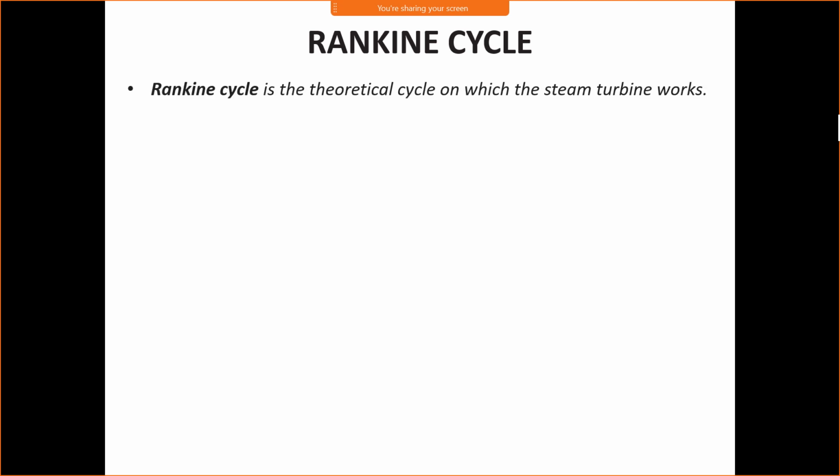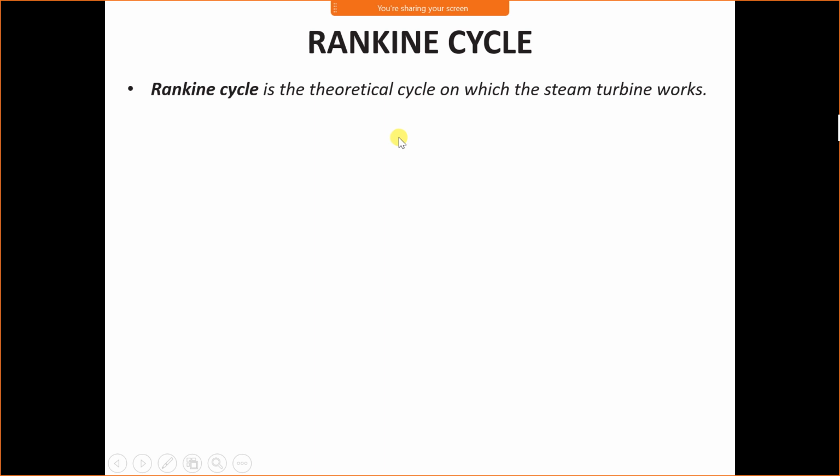Rankine cycle is a basic cycle which is used for the thermal power plant, the steam powered power plant. Rankine cycle is a theoretical cycle on which the steam turbine works. Why is it called a theoretical cycle? Because a theoretical cycle cannot give us actual parameters or the actual efficiency. Therefore, we use a modified Rankine cycle in the actual power plant.